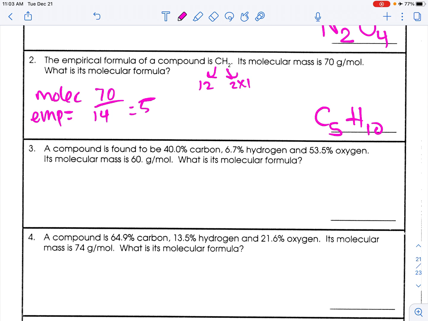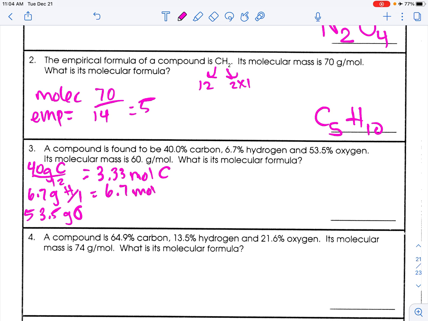Okay, now number 3, they did not give us the empirical formula, so we're going to need to calculate that. So we know how to do that. 40%. Okay, so first thing I do is I need to take percentages and make them grams. So 40 grams carbon, 6.7 grams hydrogen, and 53.5 grams oxygen. So divide by GFM. This is a 12. So 40 divided by 12 is 3.33 repeating moles of C. This is a 1, so this is 6.7 moles of H. And 53.5 divided by 16 is 3.34 whatever moles of O.